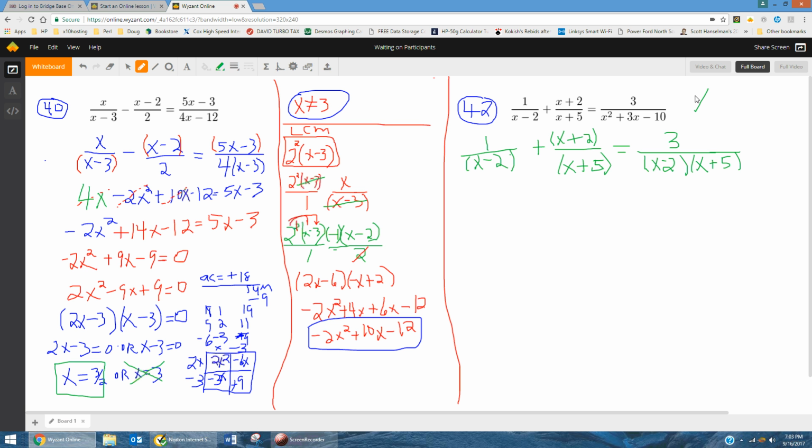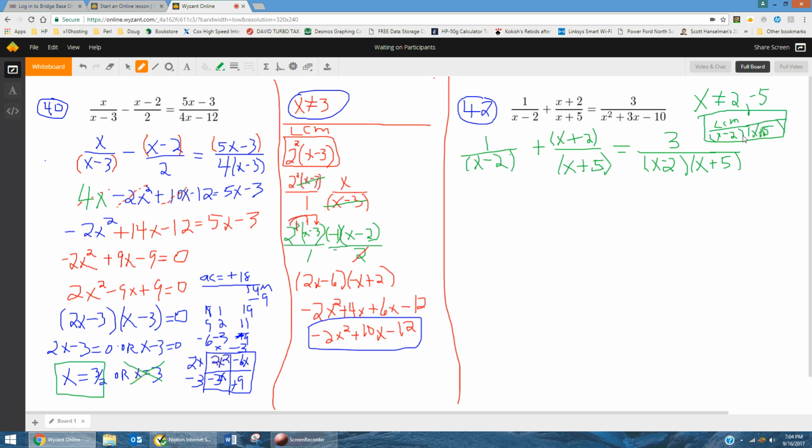I make note of the fact that as I solve this, I will not accept an answer of 2, and I will not accept an answer of minus 5. I'll make note that the LCM, I'll write down the factor from the first denominator, that's an x minus 2. I'll write down the factor from the second denominator, that's an x plus 5. I move to the third denominator and I say I already have an x minus 2 in the LCM. I already have an x plus 5, so that's your LCM right there.